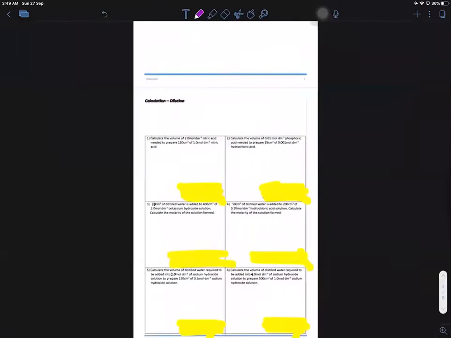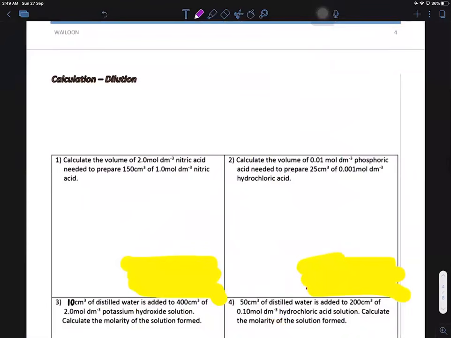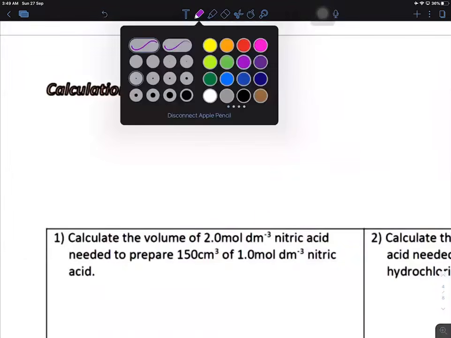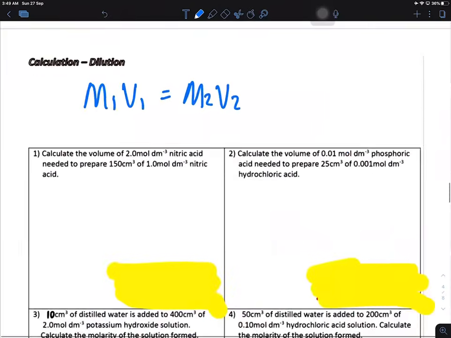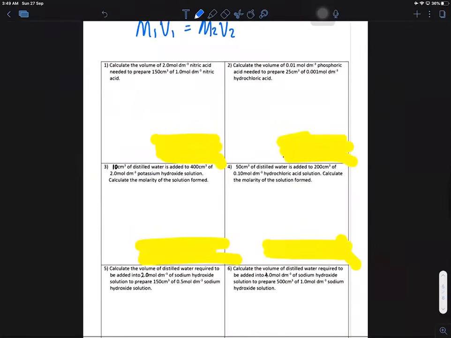Last part, calculation. In this chapter, there are two main types of calculation question. Like the one we mentioned just now, dilution. Dilution is M1V1 equals M2V2. So there are 6 questions over here.